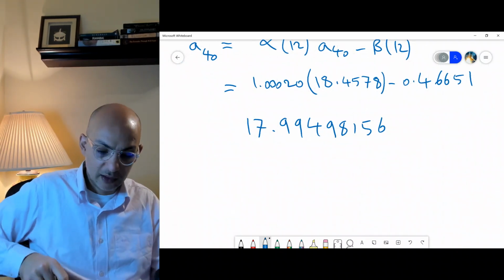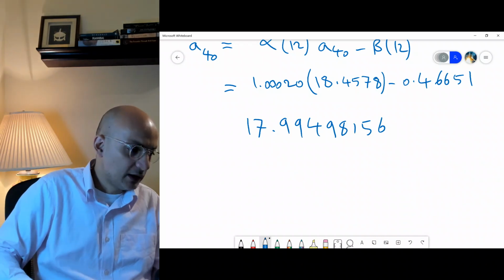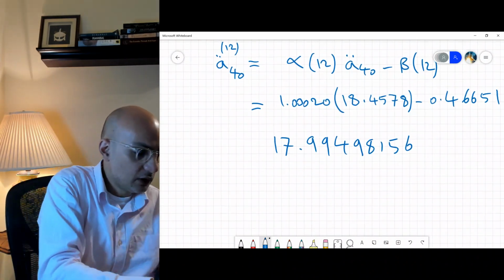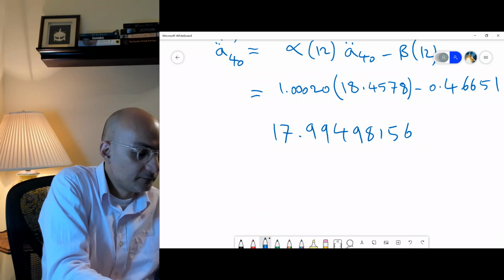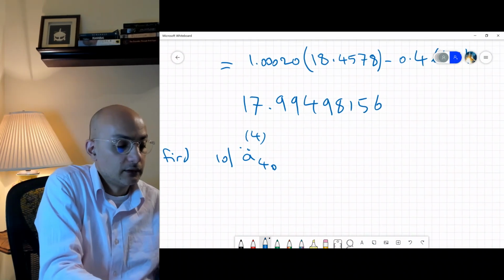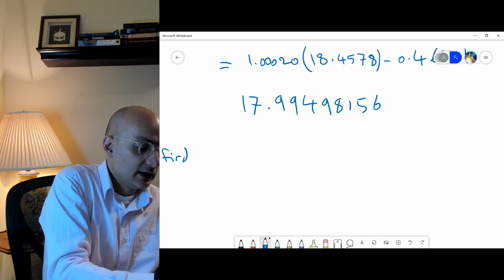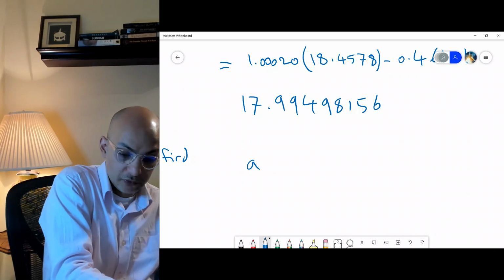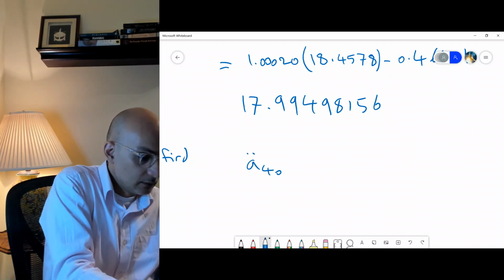Let's look at another concept here. What if you are asked to use the life table to find the 10-year deferred A40? Let's complicate it a little bit. This one was easy. Let's add another twist to it, right? So again, we have A40, but deferred for 10 years and paid quarterly.